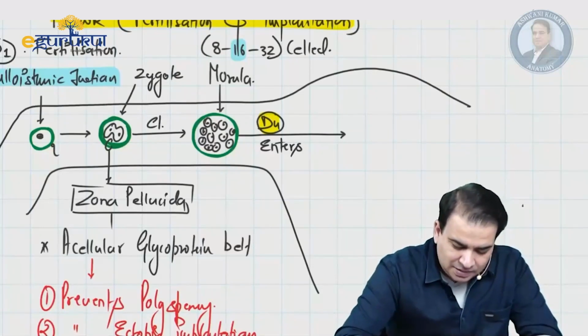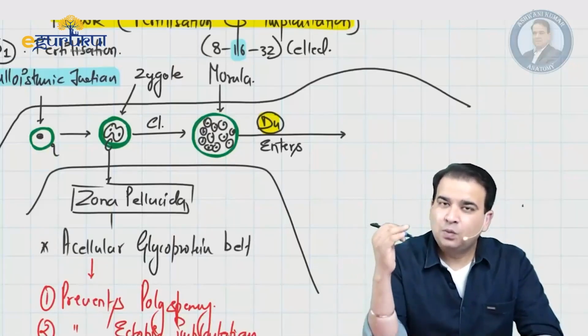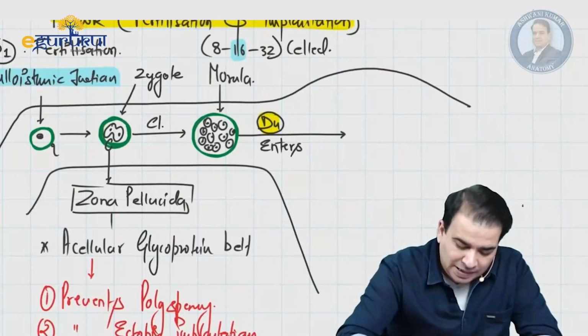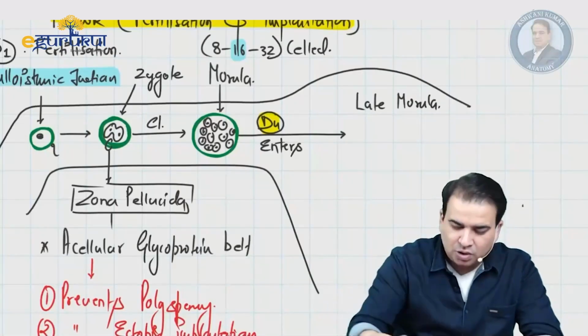And by the time it enters, what stage will that be? I mean, is it a morula entering the uterine cavity or something else? Well, it is morula only. We call it late morula or advanced morula.